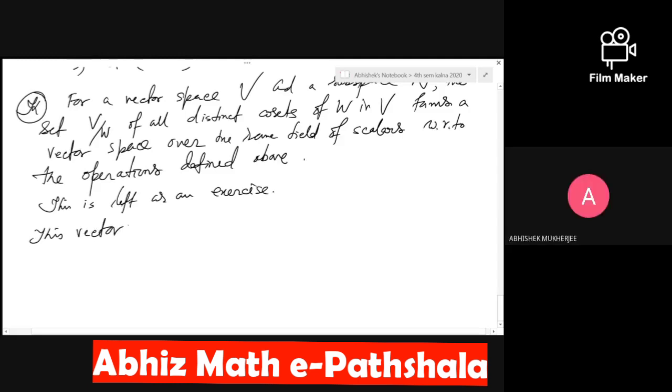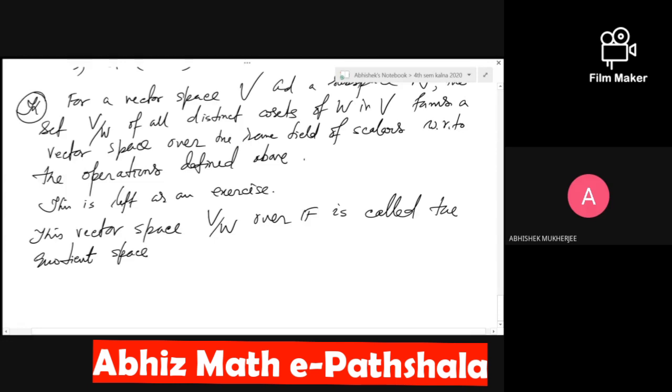This vector space over F is called the quotient space of V by the subspace W.